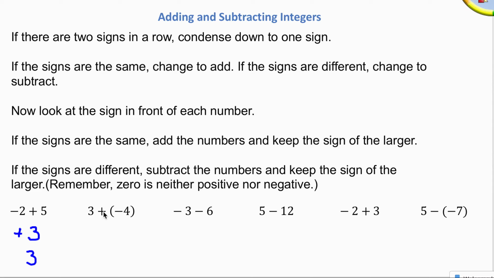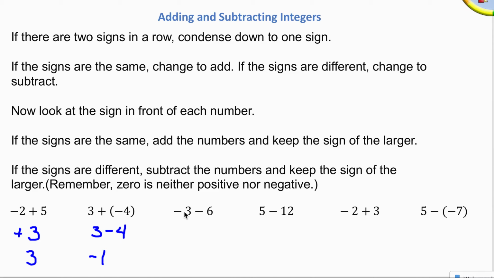Okay. If you've got two signs next to each other, anytime from now on, two signs next to each other, condense it to one sign. If the signs are different, it means minus. Okay, now it's just like this problem. I look at the signs in front of the number, and if there's not a number there, it's understood to be a plus. So because the signs are different, minus the numbers. 4 minus 3 is 1. Keep the sign that's in front of the biggest number.